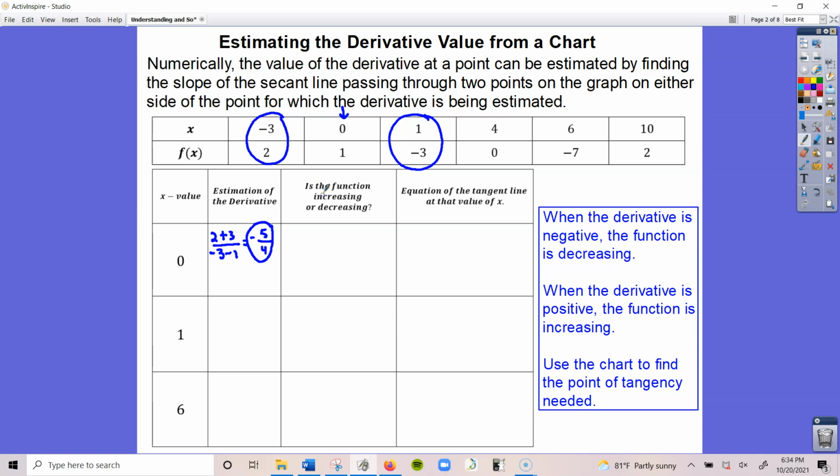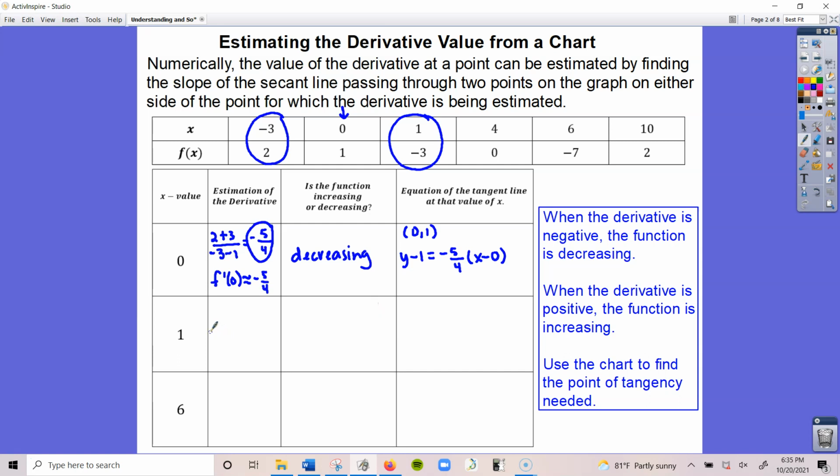Now we're going to see, is the function increasing or decreasing? Since f prime of 0 is approximately negative 5 over 4, since it's negative, that means that my function will be decreasing. To find the equation of my tangent line, we need the point of tangency because I already have the slope. My point of tangency is given here in my chart. That point is 0, 1. So my equation would be y minus 1 is equal to negative 5 over 4 x minus 0.